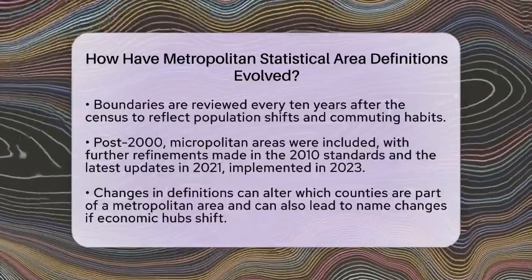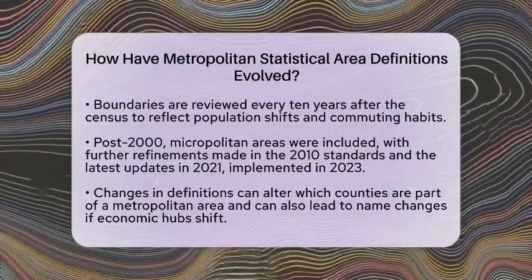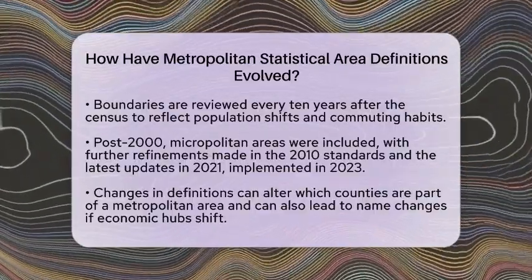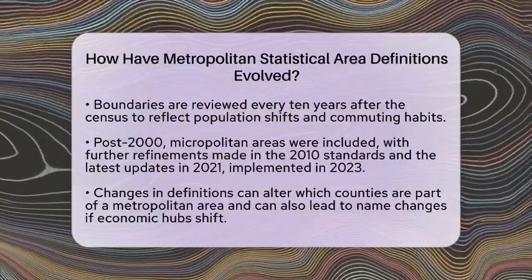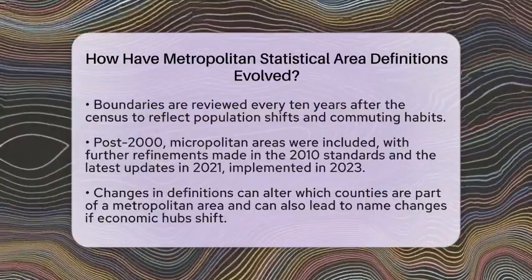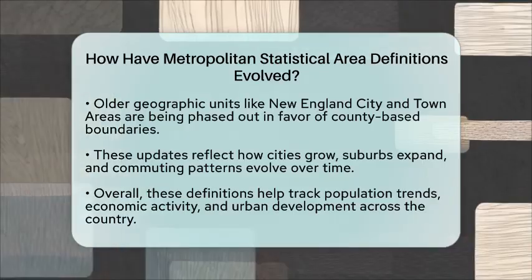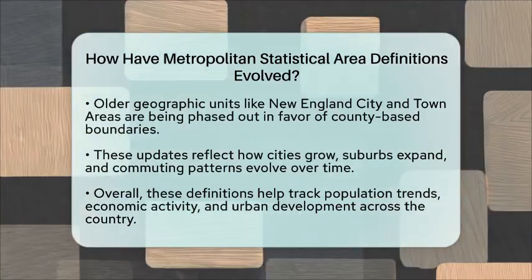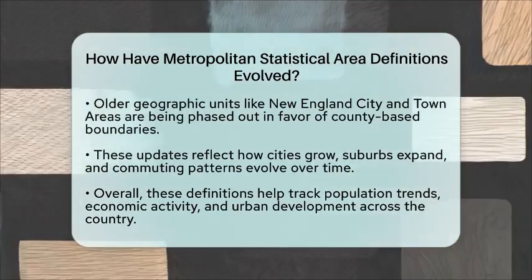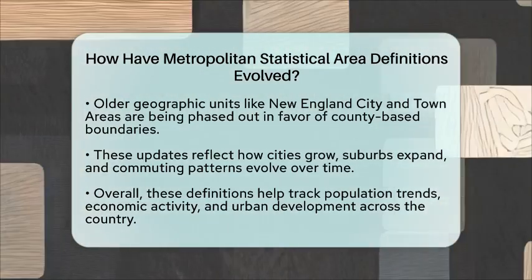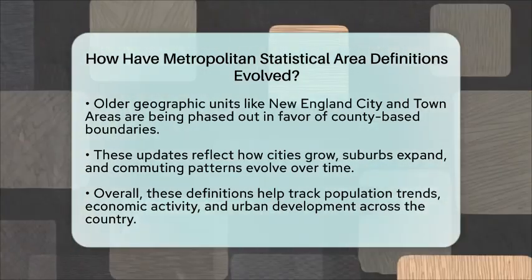Every 10 years, after the census, they review and update these boundaries to reflect population shifts and commuting patterns. After the 2000 census, they started including micropolitan areas in the definitions. The 2010 standards refined these rules further, and the latest updates came in 2021, with changes implemented in 2023 and plans for 2025. These updates can change which counties are part of a metropolitan area, sometimes moving areas up or down in size. They can also change the names if the main city or economic hub shifts.